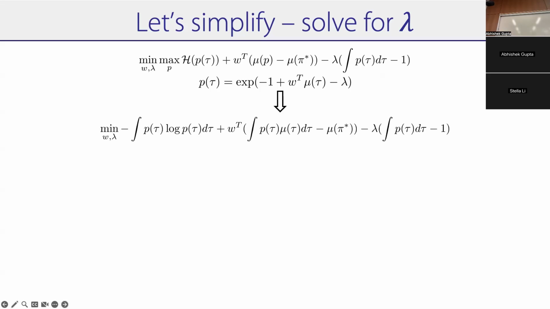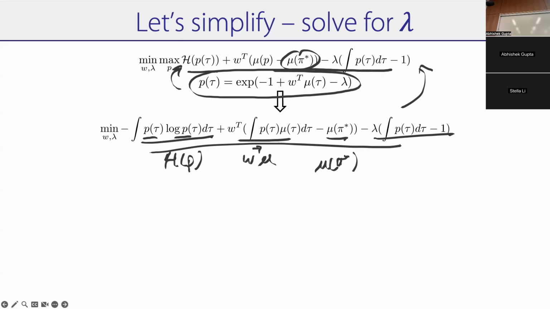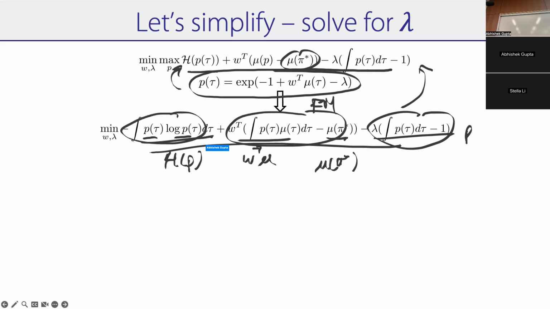And so what we're going to do now is take this objective and substitute this thing into here. All of this is just an expansion of this objective. You can think of this as your entropy term, minus P log P. This is your feature expectation term, W transpose mu. This is your expert feature expectation term, mu pi star. And this is your lambda constraint, your make it a proper probability distribution constraint. This is your feature matching constraint. This is entropy.